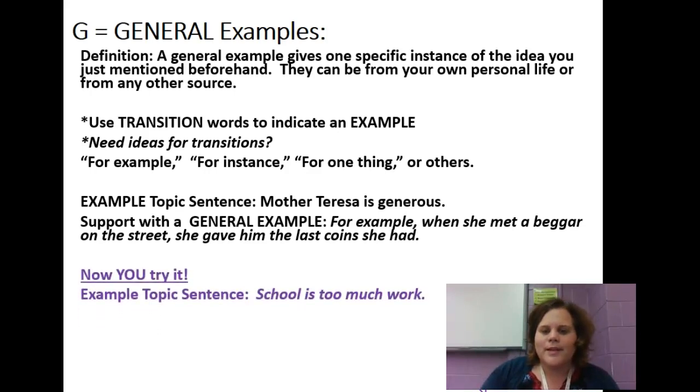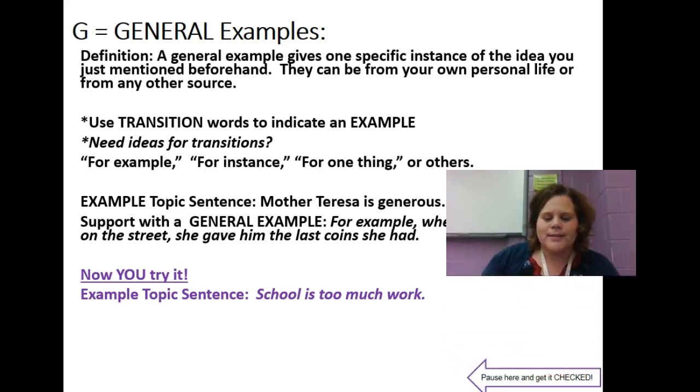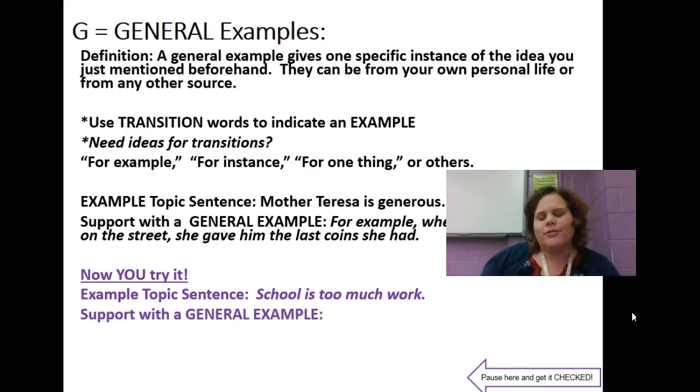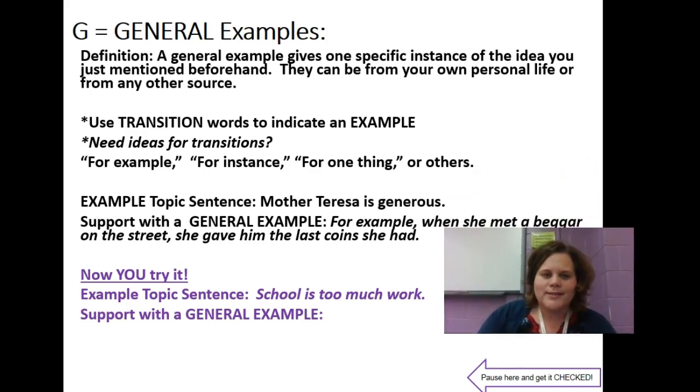Let's try it. So for the same thing that you did before, let's try school is too much work as your topic sentence, and you're just going to give a general example. It could be personal or it could be about everybody. General example. Pause and get it checked, please.